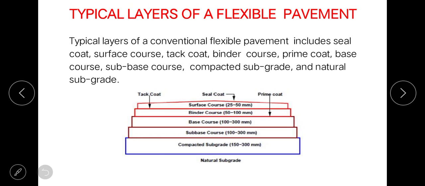Now, typical cross section of a flexible pavement. At the bottommost portion there will be a compacted subgrade over which there will be a subbase course, base course, binder course, surface course, and the topmost portion will be a surface dressing. In between the binder course and base course there is a prime coat, and in between the surface course and binder course there is a tack coat. So typical layers of a conventional flexible pavement include seal coat, surface course, tack coat, binder course, prime coat, base course, compacted subgrade, and natural subgrade.